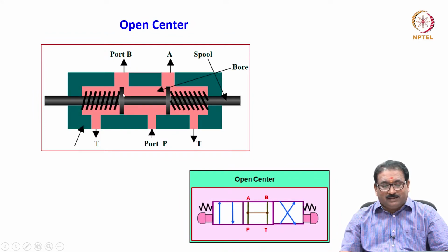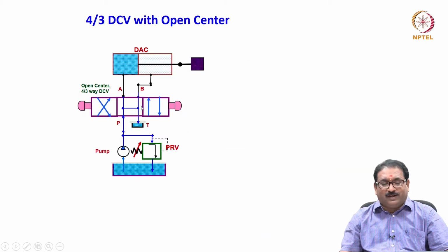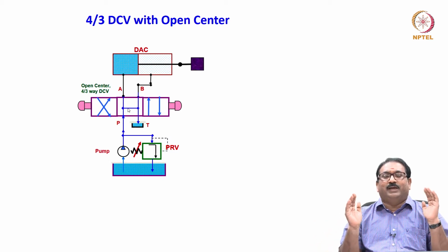Then what happens to open center? You will see the spool size. Here all ports are connected. You will see here P is connecting to A, and all are interconnected inside. Then what is the advantage here, friends? You will see what happens to the pump and the actuator. When I move from one position to another position, no need to worry, pump will not get pressurized, because the flow is going to the tank.